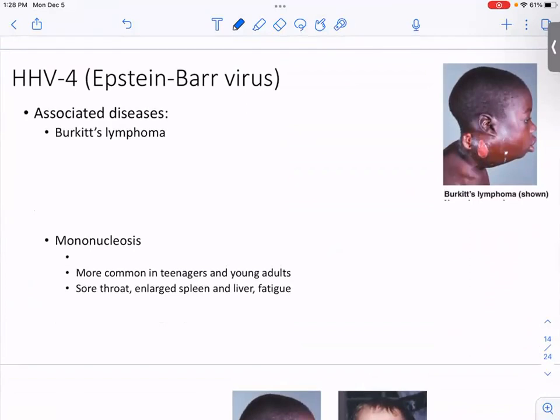All right, our last herpes virus. I want to mention a few things about Epstein-Barr virus. That's named for the people that first isolated it. This is one of those viruses that can be potentially oncogenic, can cause cancer, but it's kind of a crazy virus. It can cause totally different manifestations of illness. One disease that it's associated with is called Burkitt lymphoma. This is a cancer of the jaw.